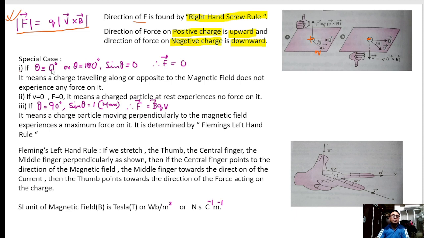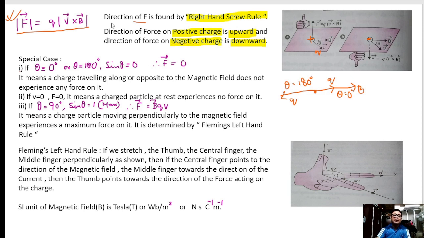If theta is 0 degree or 180 degree, that means what? Suppose this is the direction of the magnetic field and the charge is also moving in this direction. So theta is 0 degree. Or the charge is moving opposite to the magnetic field, so theta will be 180 degree. So in that case what will happen?